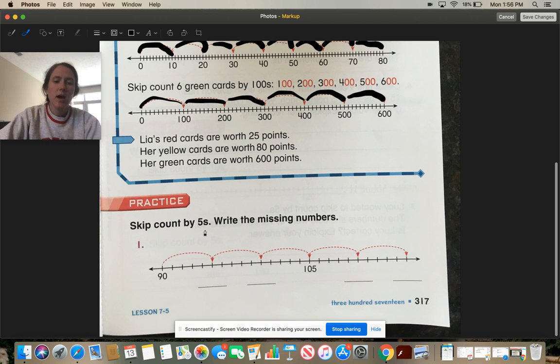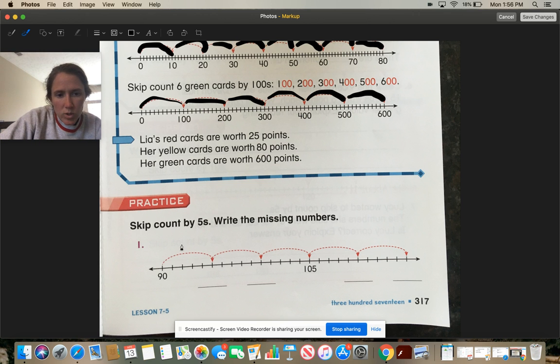Now let's skip count by fives. Write the missing numbers. So 90, and we're skip counting 5 numbers. So you would count up 5 tick marks. So it would be 90, 91, 92, 93, 94, 95. So one frog hop, which is skip counting by fives, would get you to 95. Then let's skip again.